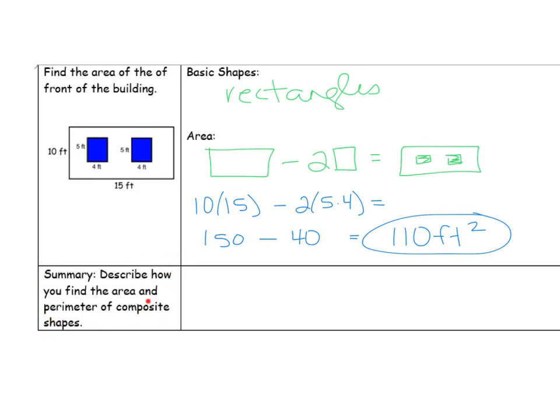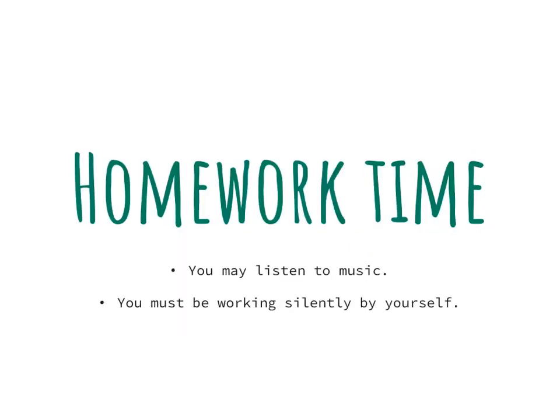Alright, ladies and gentlemen, I want you to write a quick summary down here. Describe how you find the area and perimeter of composite shapes. Give me just a 1 or 2 sentence summary before you start in on your homework. After that summary is complete, you do have homework time. You may listen to music if you have headphones, but make sure you're working silently and by yourself. Again, last thing, I would highly recommend showing your work on a separate sheet of paper just to keep yourself organized for homework number 4.